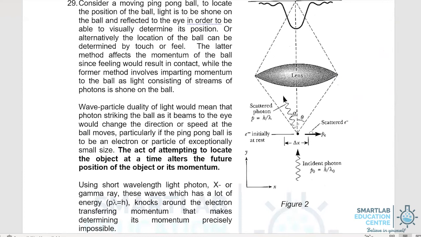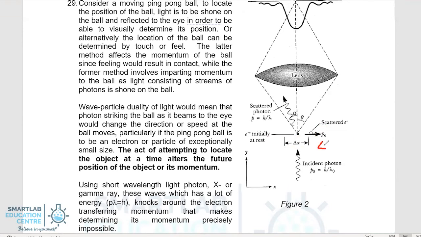In another example, we have an electron initially at rest, and it's moving with a momentum p. To determine the position of the electron, light will be shined on it, and consequently, there will be a photon colliding with the electron. In the process, the electron will have a change in momentum. Therefore, the position to locate the electron will be change in x, and change in x multiplied by the change in p must be equal to Planck constant. It's important to note in this example that the direction of your change in momentum is in the same direction as the change in x.